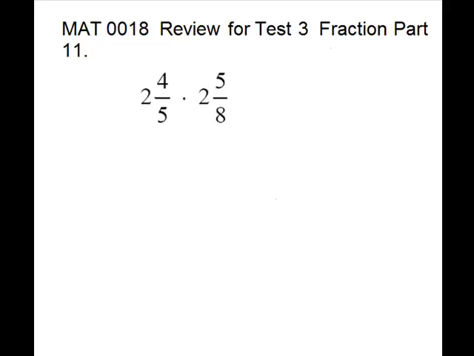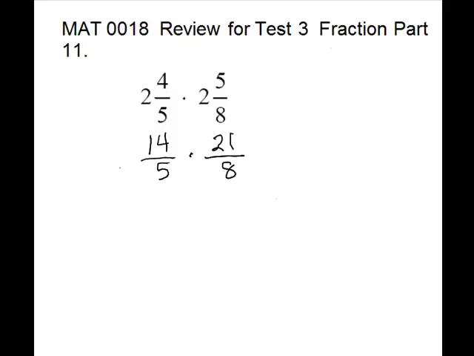So we are multiplying mixed numbers. To do that, you have to change your mixed number to an improper fraction. So we need to do that first. Remember, you do whole number times denominator, add back the numerator. So 2 times 5 is 10, plus 4 is 14, goes back over the original denominator. Do the same for the other one. 2 times 8 is 16, plus 5 is 21, goes back over the 8.